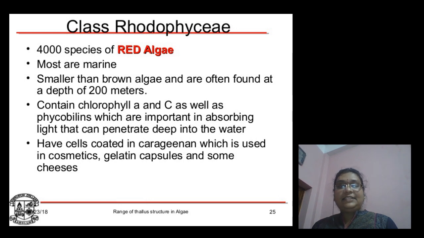They also have cells coated with carrageenan, which is used in cosmetics. Carrageenan is a type of compound that is very useful in cosmetics for the binding purpose. It can be used in lipsticks, face powders, foundations, and also in gelatin capsules and some cheeses, to give the proper consistency and thickness to certain foods, soups. This type of carrageenan is generally added to food preparations.